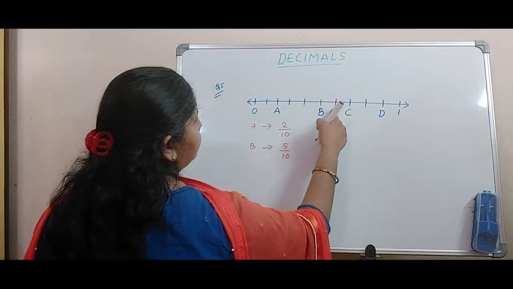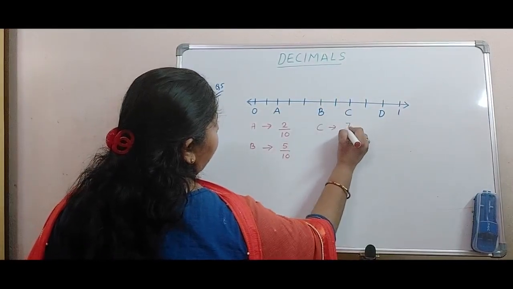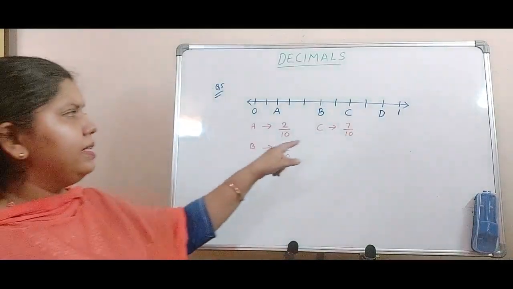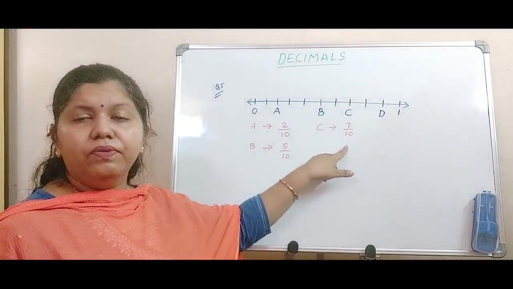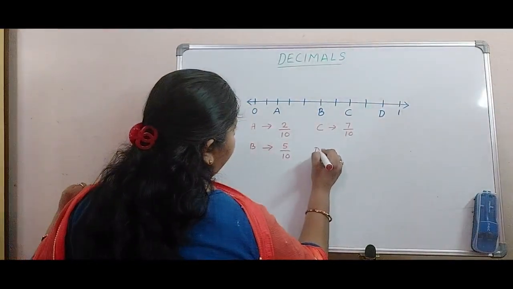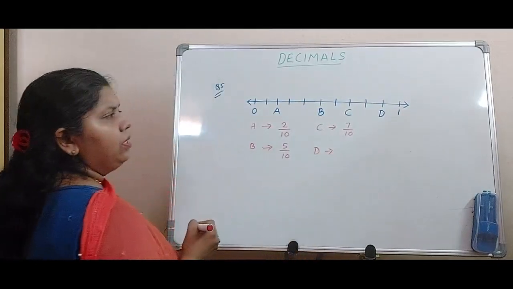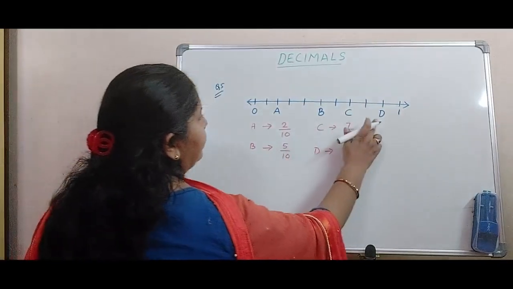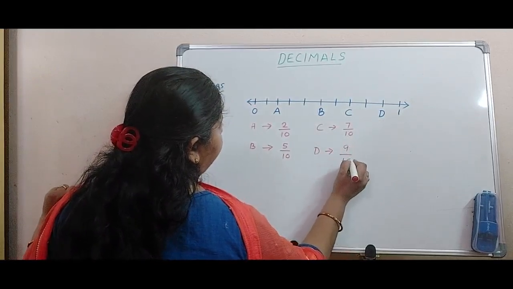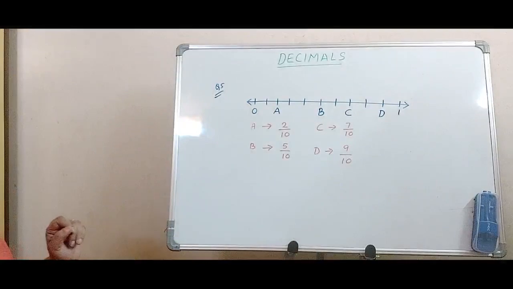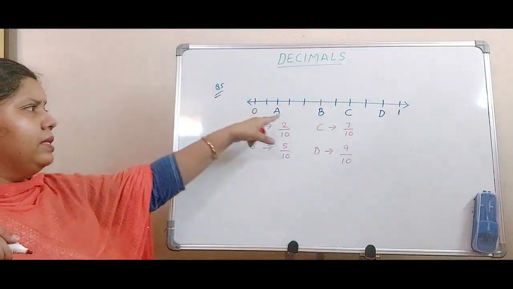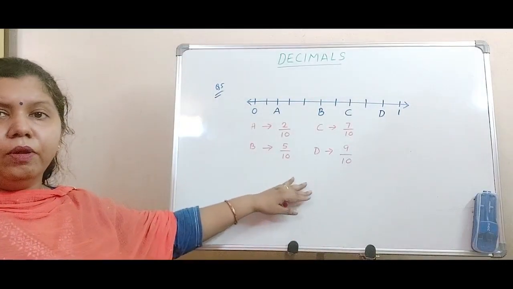B is 5th, this is 6th, 7th. So C is in the 7th position. So C is 7 upon 10 or 7 by 10. Next is D. D is on which position? It is on the 9th position. So it will be 9 by 10. Okay, so this is how we have represented these alphabets into their proper fractions.